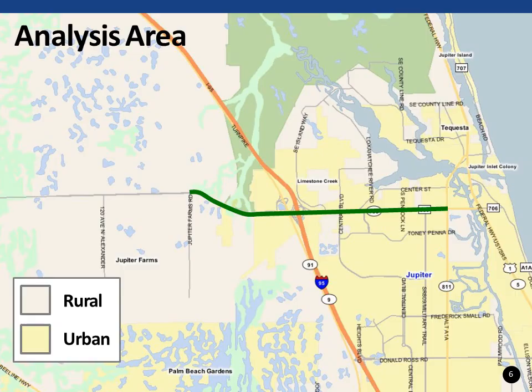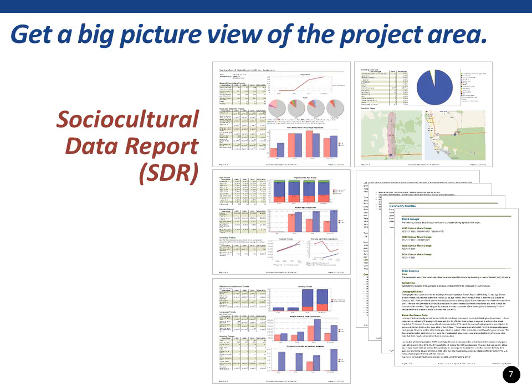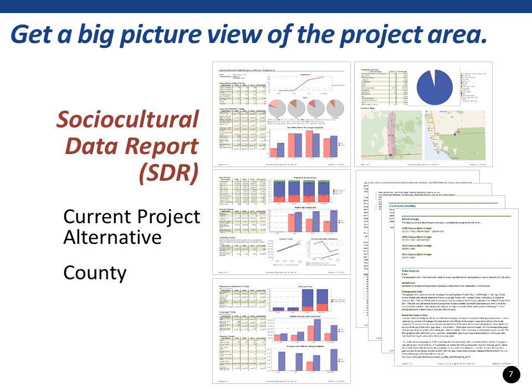In an urban setting, the transportation network will be more dense, and potentially affected communities are more likely to be focused near the project. Get a big picture view of the project area by reviewing the Sociocultural Data Report generated for the project on the department's Environmental Screening Tool. The SDR contains aggregated census and other data for the area within 500 feet of the project alternative. Also included is demographic data for the county where the project is located to serve as a statistical reference. SDRs can also be generated for a customized area of interest.